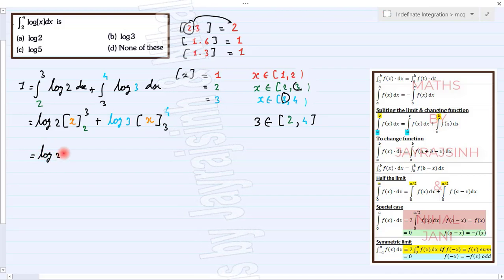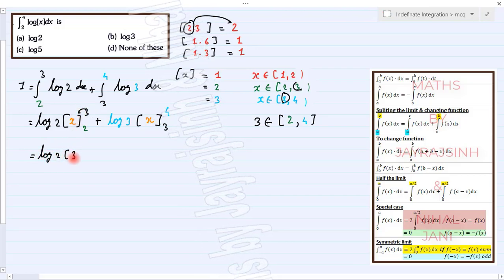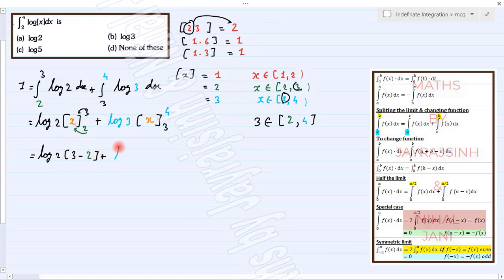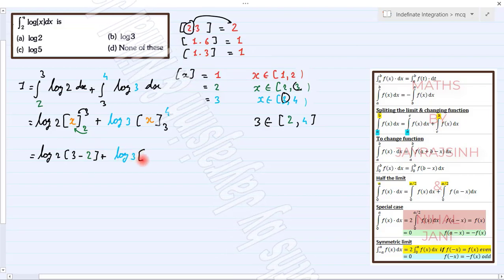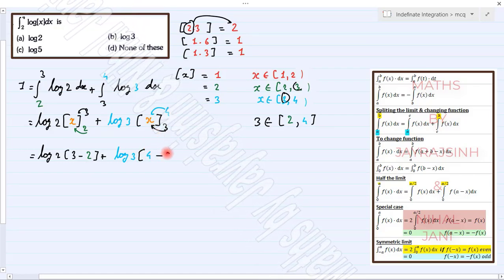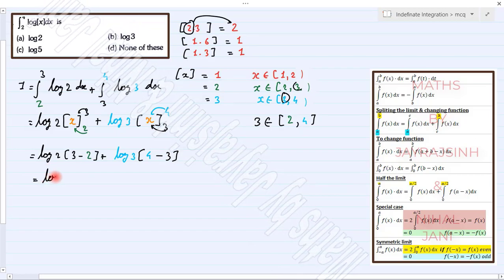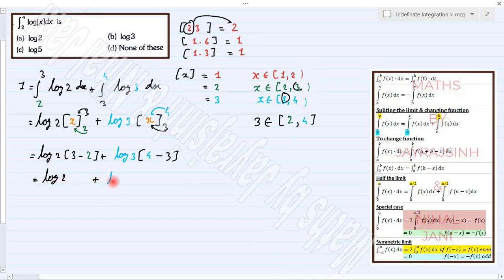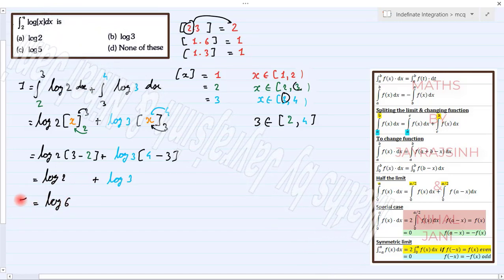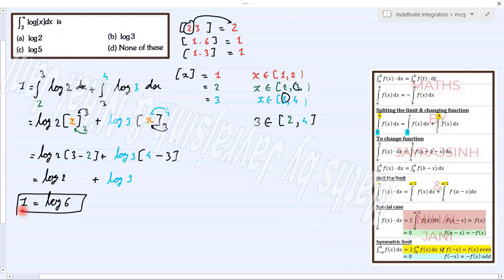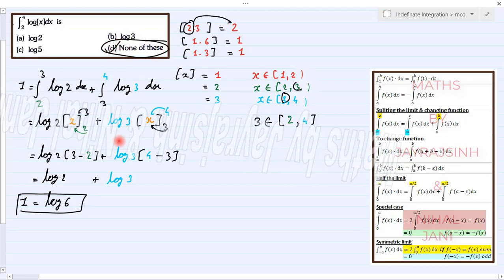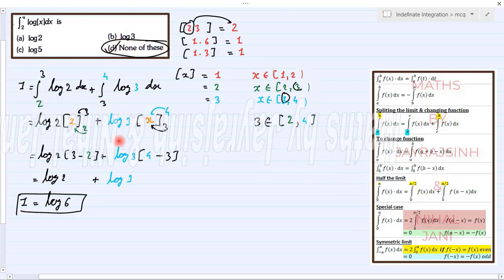So let's substitute limit. From upper limit we will get 3 minus from lower limit we will get 2. In second term, log 3 will be as it is, and we will get 4 minus 3. So here we'll get log 2 plus log 3, or we can say log 6, is your final answer, which is not given in option A, B, C. So D will be considered as the correct option. Ta-da!